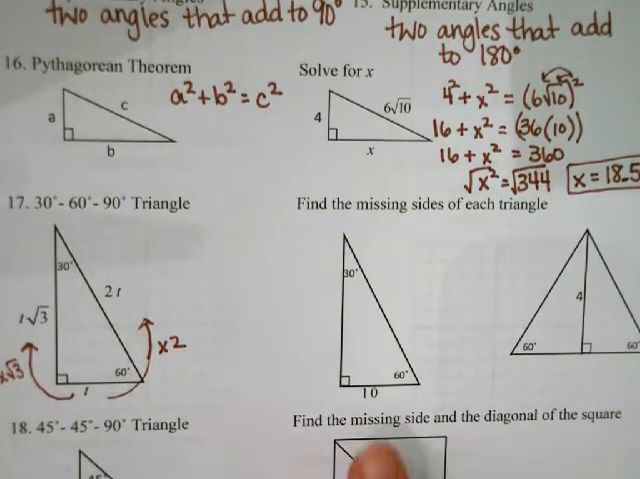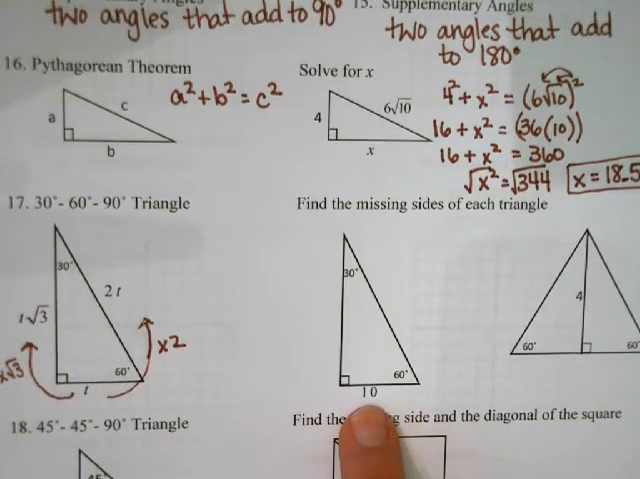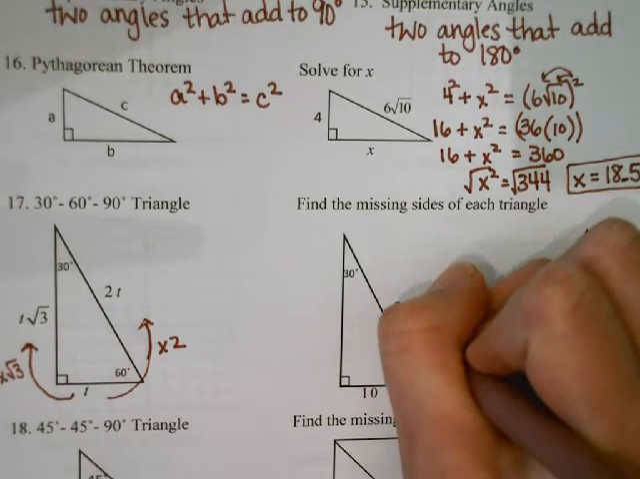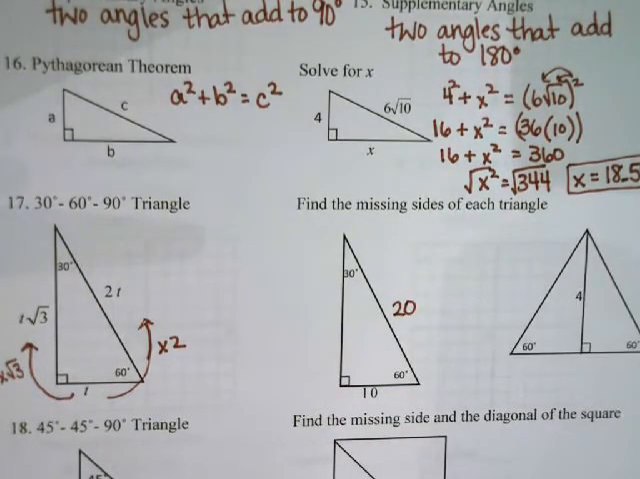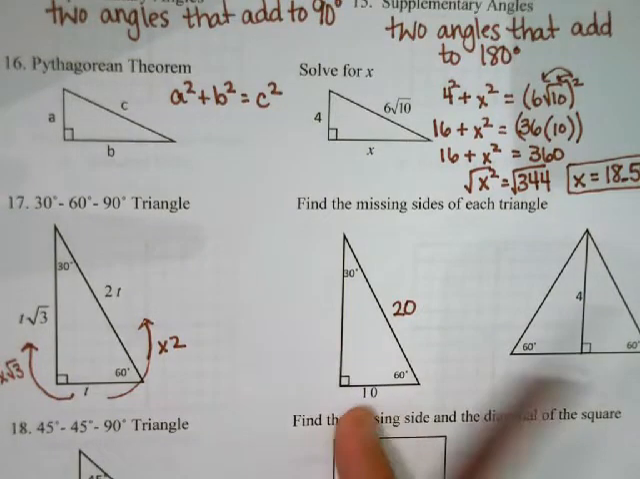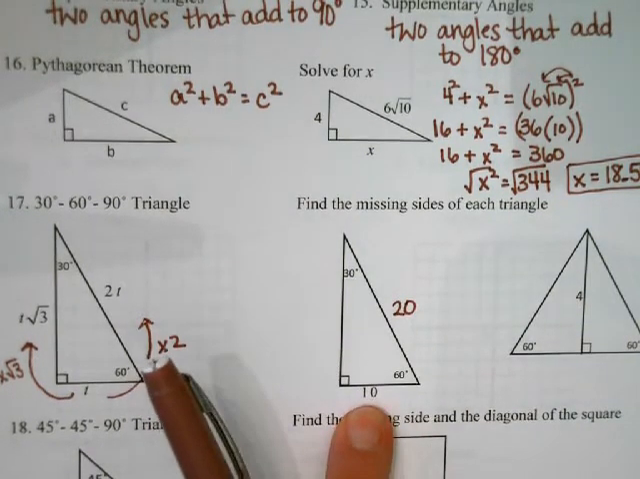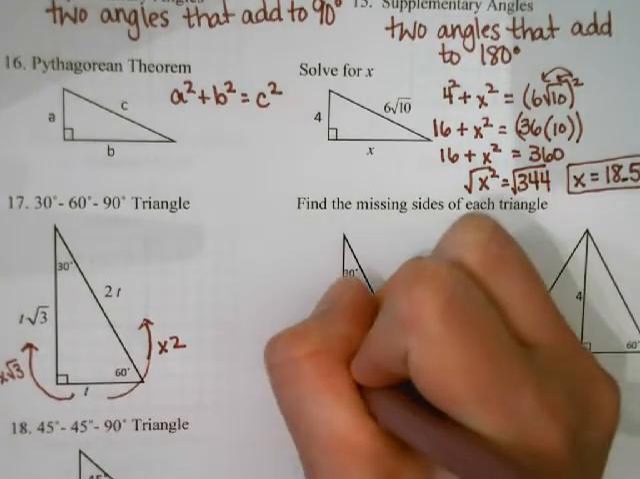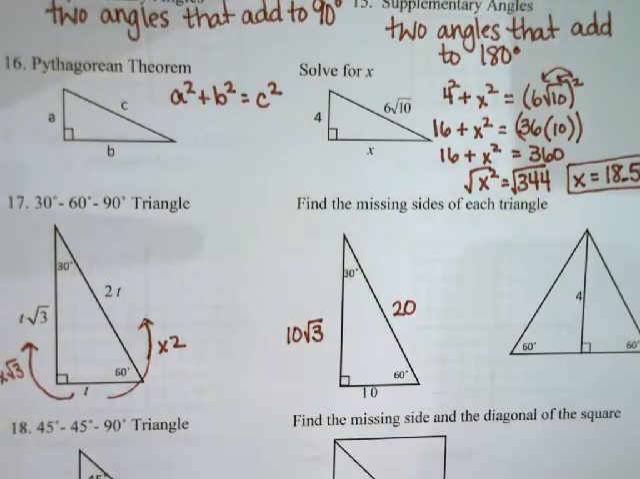All right, so let's try it here with this one. My short leg is 10, so I'm going to multiply that by 2 to get my hypotenuse, which is 20. And then I go back to that 10, and going from the short leg to the long leg, I multiply by root 3. So this side is 10 root 3.